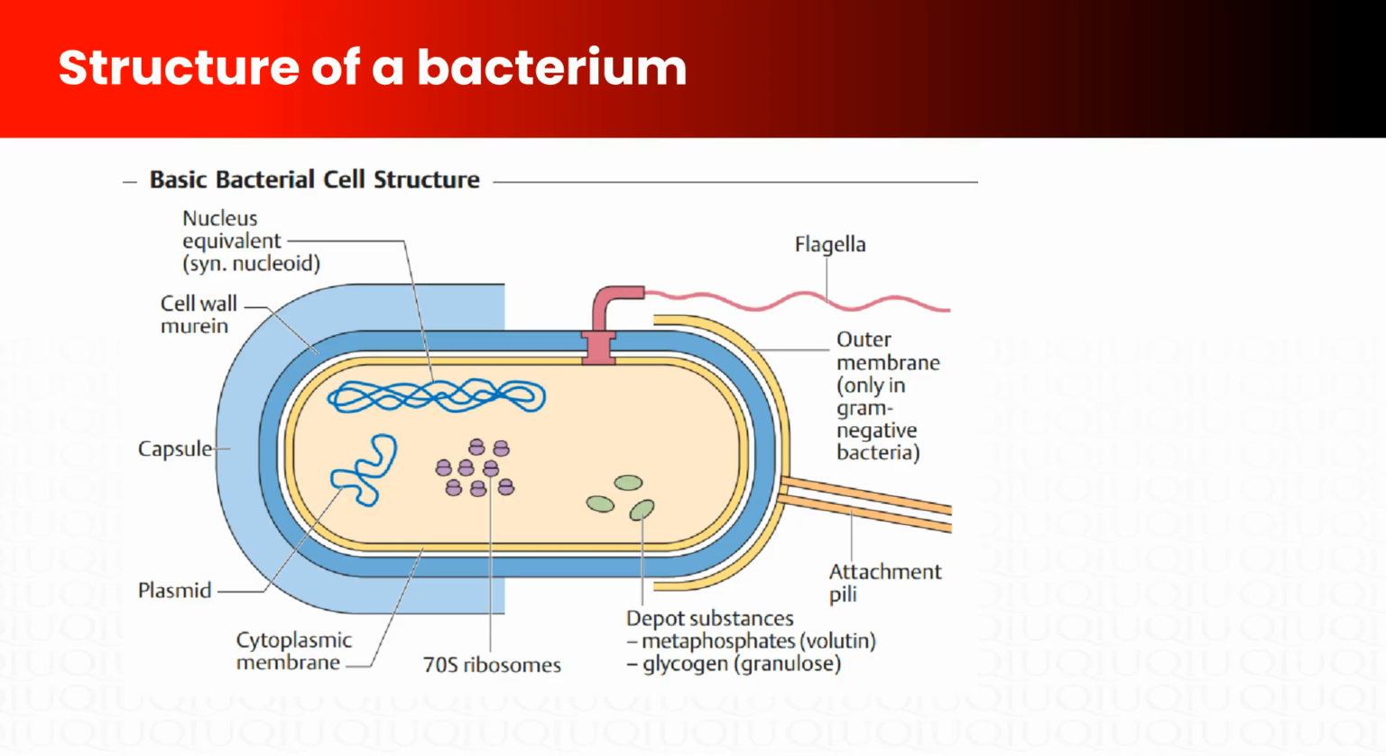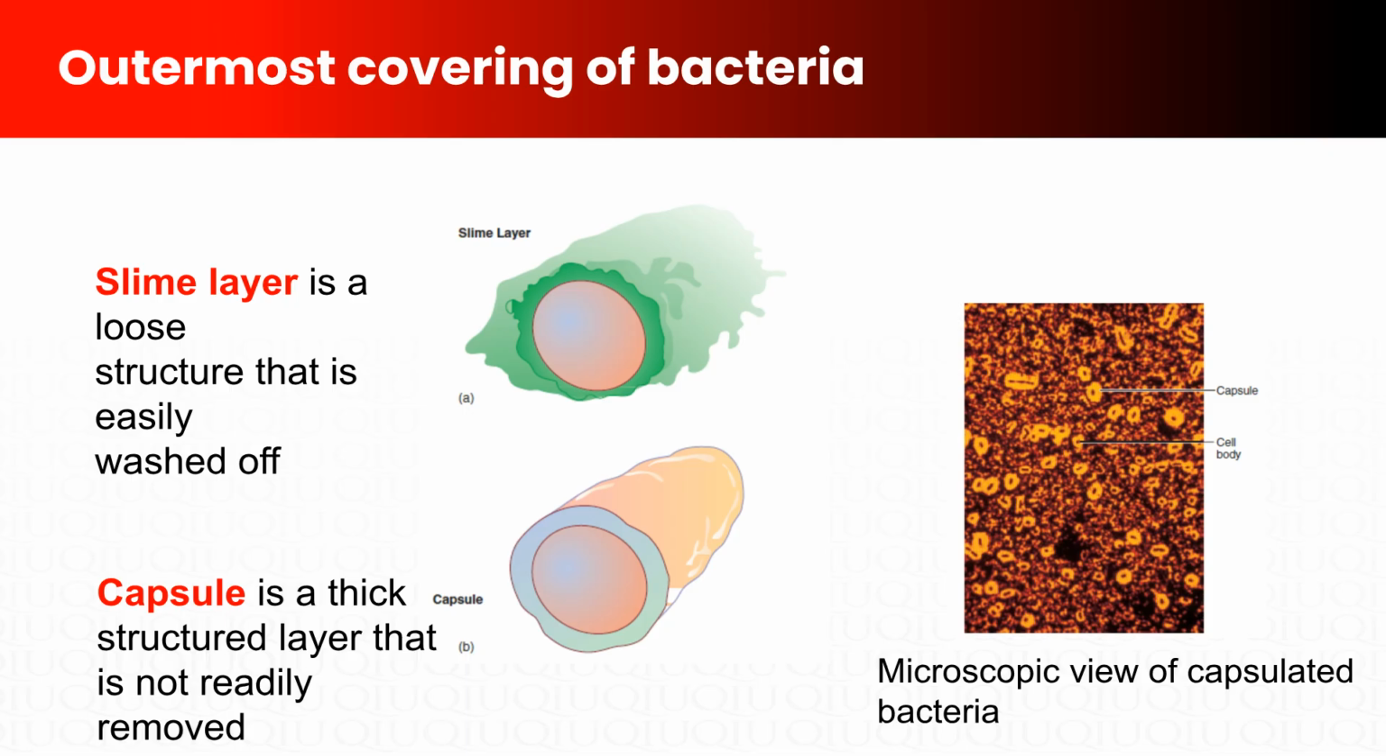This diagram illustrates the structure of a typical bacterium, including the capsule, cell wall, and plasma membrane, which form the envelope. Inside, you see the nucleoid, ribosomes, and depot substances. Appendages like the flagella and attachment pili are also visible. The outermost covering of bacteria can be a loose slime layer that is easily washed off, or a thick, structured capsule that is not readily removed. The image also shows a microscopic view of encapsulated bacteria.